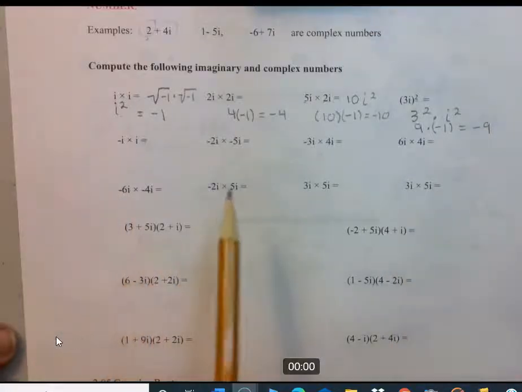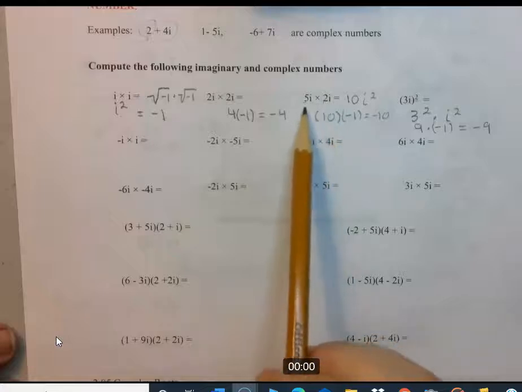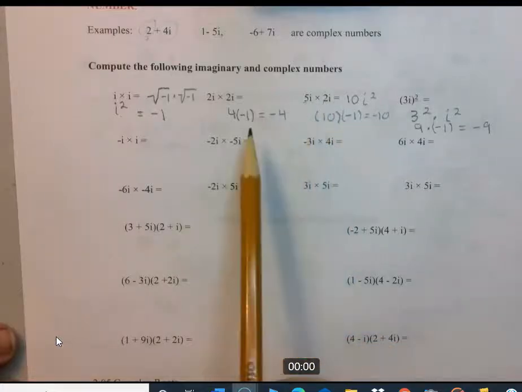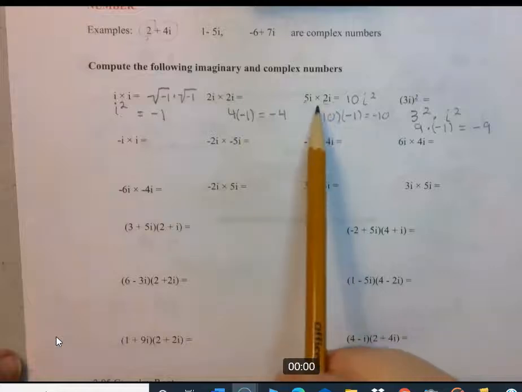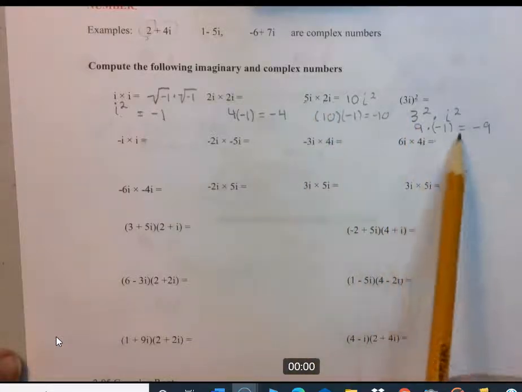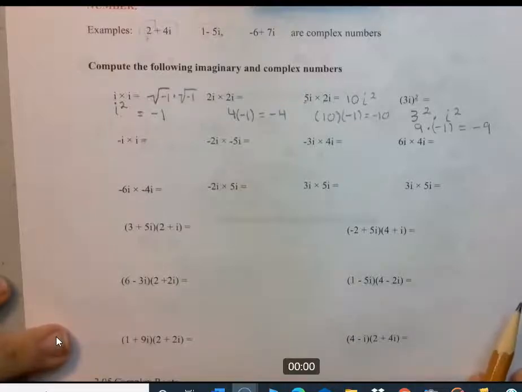So you're kind of noting a pattern. You just multiply the whole numbers. If you have i's on both numbers, you multiply the real numbers, and then just turn them into a negative. So that went from 10 to -10. This went from 9 to -9. But be careful. Sometimes you only have an i on one of the two factors there. Okay, here's another one.